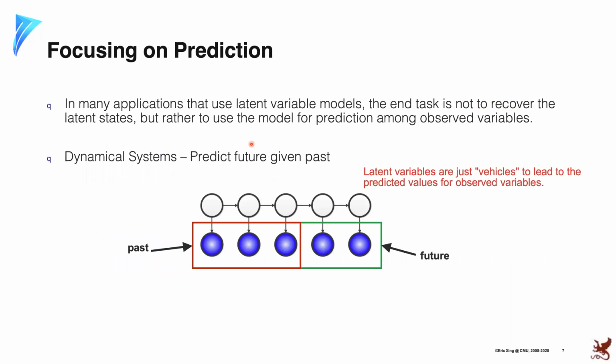Okay, so let's first see what's the intuition behind spectral learning for latent variable models. So in many applications of latent variable models, the end task is not to recover the latent states, which is the value for this h, but instead our goal is to use a model for prediction among observed variables. For example, if it is a dynamical system, we observe some trajectories in the past and then want to make predictions in the future. That's our ultimate goal. And these latent variables are just vehicles that drive us to the predicted values for these observed variables.